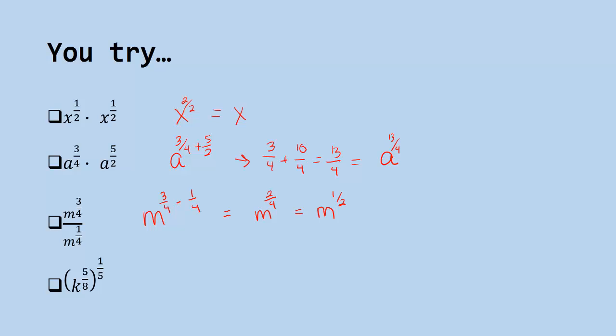And lastly, you had a power to a power. So k to the 5/8 times 1/5. So you can first multiply them by multiplying straight across and get 5 over 40, which of course reduces down to 1/8. So your final answer is k to the 1/8 power. Now some of you may have noticed that 5/8 times 1/5, you could have pre-reduced the two 5s and gotten 1/8 also.